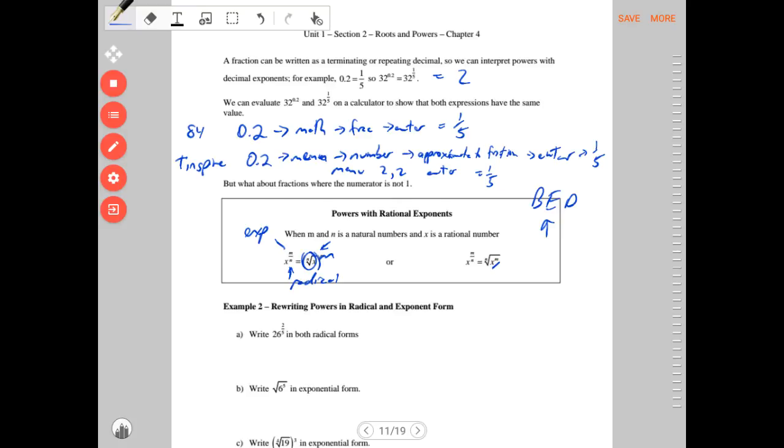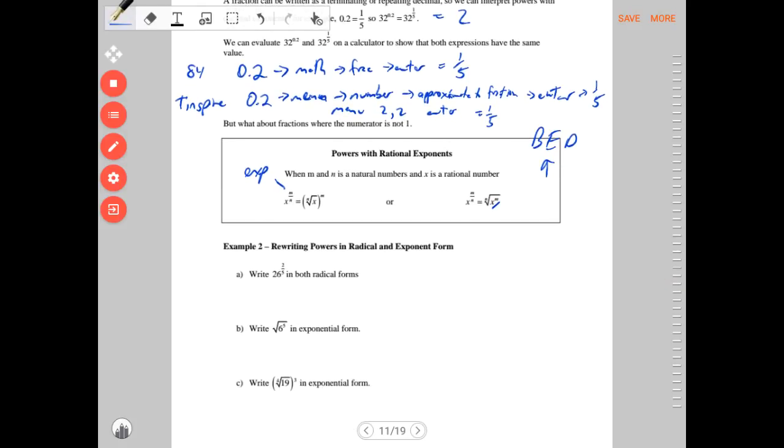It makes the base smaller, because I don't know what 81 to the third is, but I do know what the square root of 81 is. The square root of 81 is 9, and then 9 to whatever exponent. So if you do the root part first and then the exponent, it just makes the numbers a little easier to think of. Either way, it's not a big deal. So example 2 is all about rewriting the powers in radical and exponent form. This one says write 26 to the 2/5 in both radical forms.